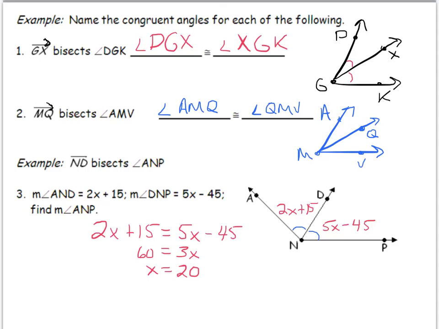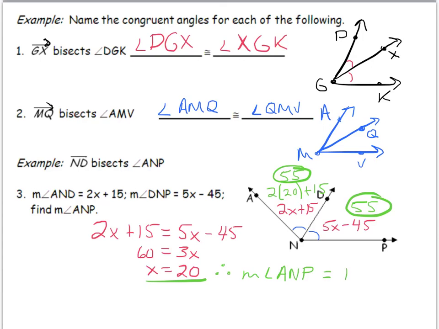So I ended up getting x equals 20, and if x equals 20, we're going to throw it back in. If I did 2x, so 2 times 20 plus 15, we're going to end up getting 55 for this angle here, which means that angle DNP is also 55. And if the two angles are 55 degrees, therefore, the measurement of angle ANP, the whole entire angle, would be the addition of those two, which is 110.